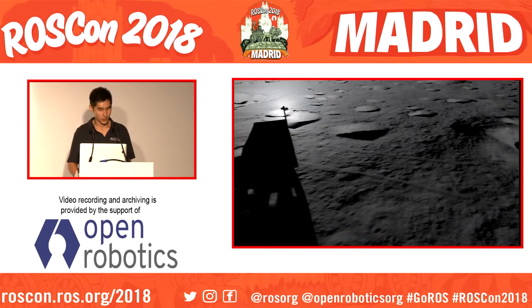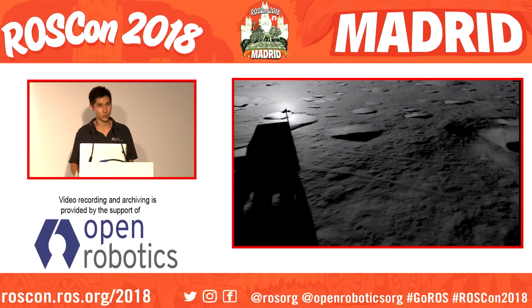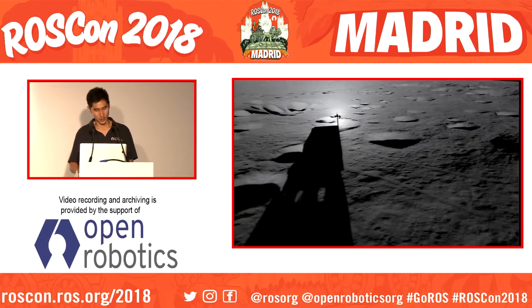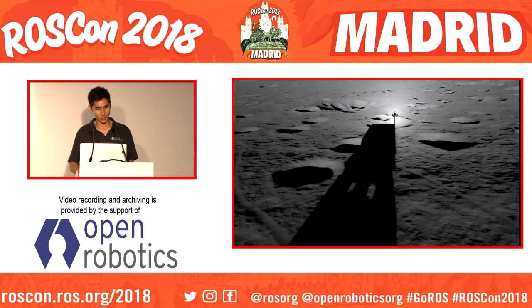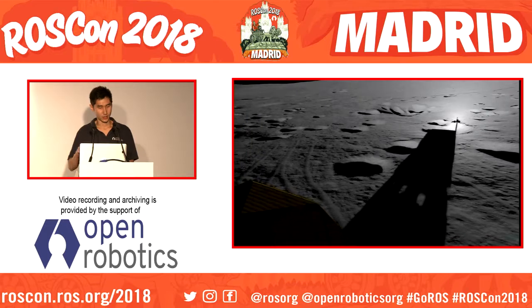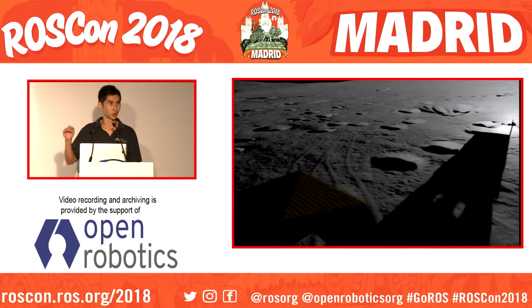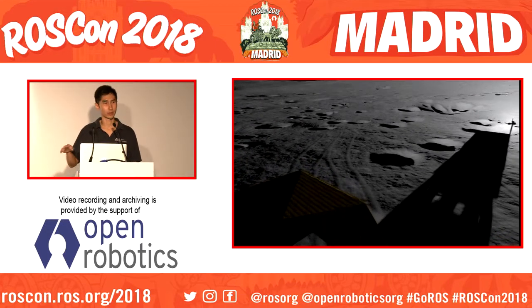So here, what you see that's slowly coming into view, on the left you have the shadow spot. Here, you see the wheel tracks that are being drawn as the robot moves around the environment.